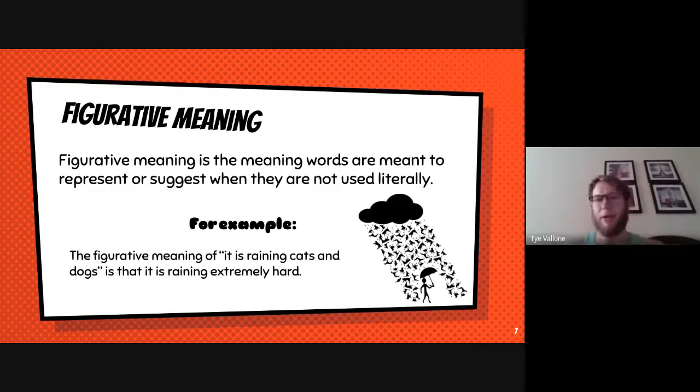But I know that we don't mean there's cats and dogs falling from the sky, okay? The same thing, say, oh, I slept like a rock. That's not literally true, because you didn't sleep like a rock, but that means you slept very soundly, you were in a deep sleep. Okay, same thing. That's our figurative meaning, right? So a word can have one or all of those three meanings attached to it.